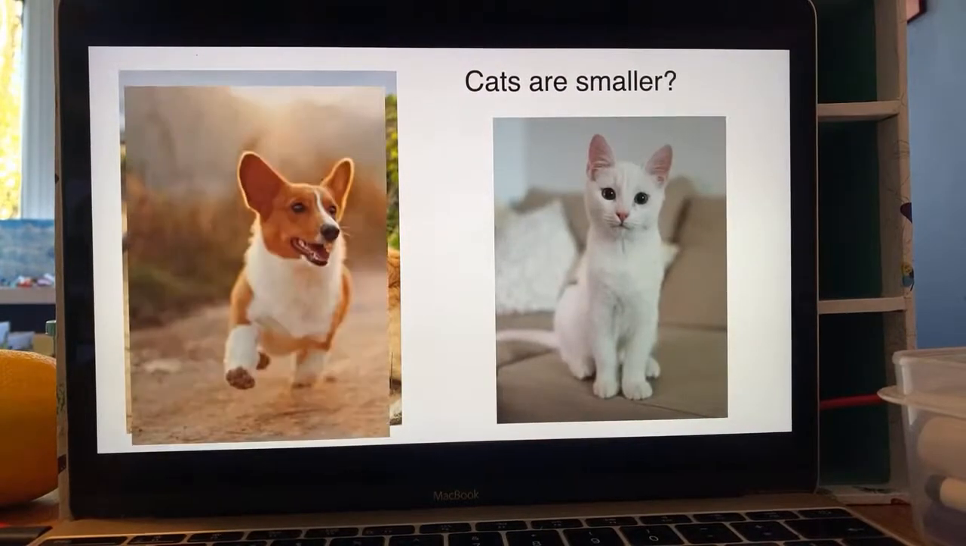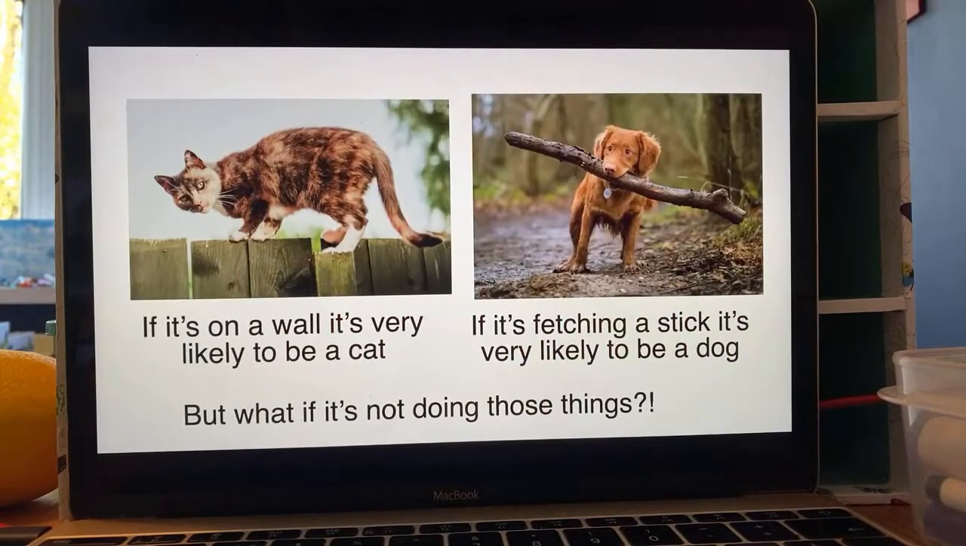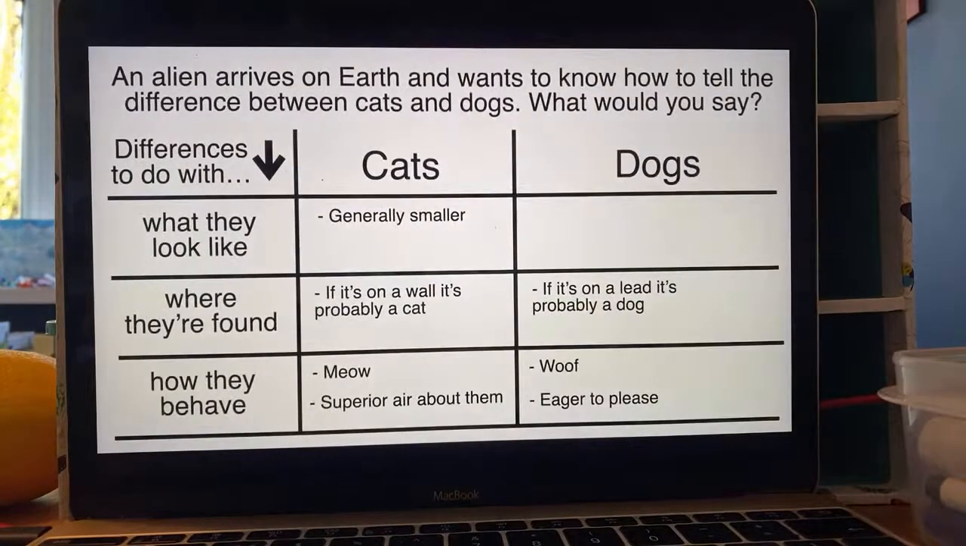You might have said cats are smaller, but obviously you get small dogs, don't you? You could easily have a situation where the alien finds something that is very small and thinks that it's a cat and it's a dog. Some cats are quite big. I put, if it's on a wall, it's very likely to be a cat. And if it's fetching a stick, it's very likely to be a dog. But you often get cats and dogs that are not doing those things.